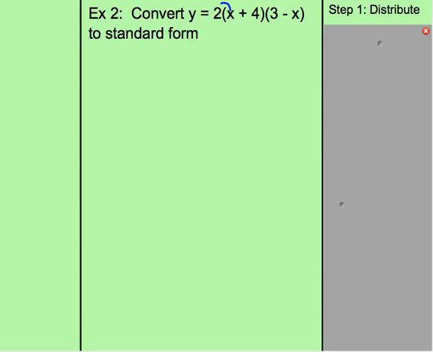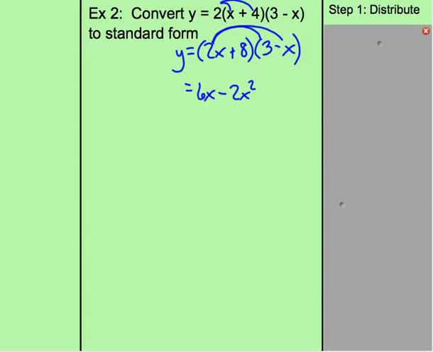So I'm going to distribute my 2 into my first set of parentheses. Again, not both sets, just one. You can do one or the other, not both. So we have 2x plus 8 times 3 minus x. And then I'm going to distribute again. So now we've got 2x times 3 is 6x. 2x times negative x is negative 2x squared. 8 times 3 is 24. And 8 times negative x is negative 8x.